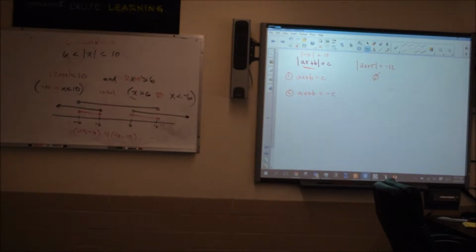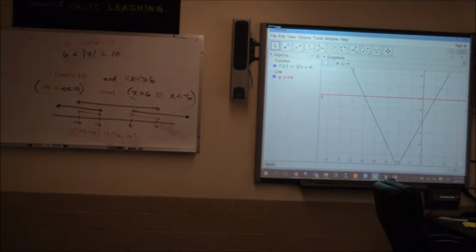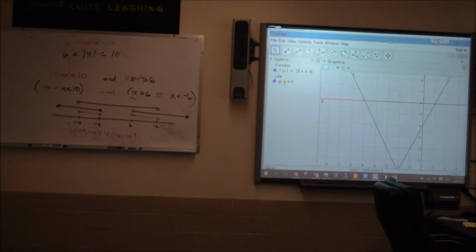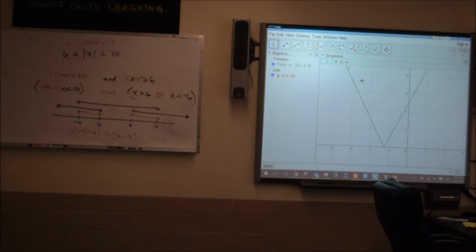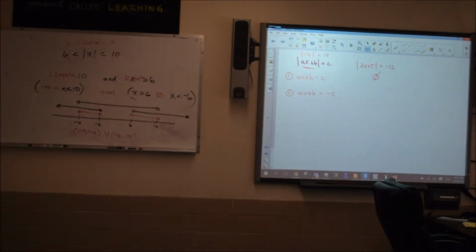And graphically, understand everything we do in this course can be taken back to a graph. What did I have? 2x plus 5 and negative 12. If I graph those two things together, remember we're always looking for the intersection. Do those two things intersect? No. So that's the logic behind why we can automatically say no solution. Because no matter where that red line is, as long as it's negative, they're never going to intersect. But once they become positive, then we do get some intersection points. So that was one thing we talked about yesterday.